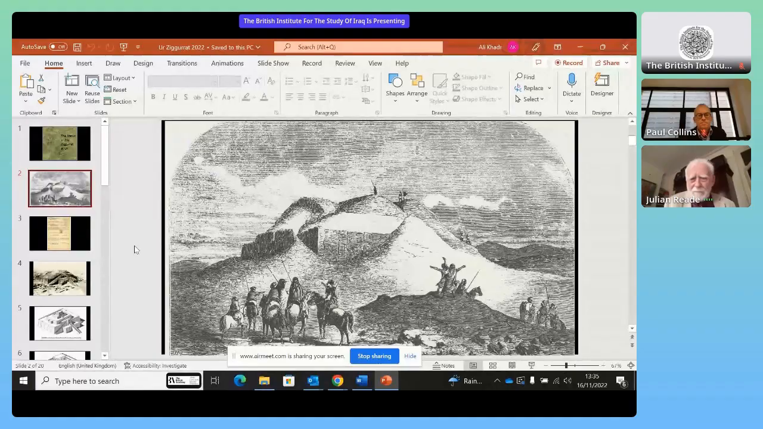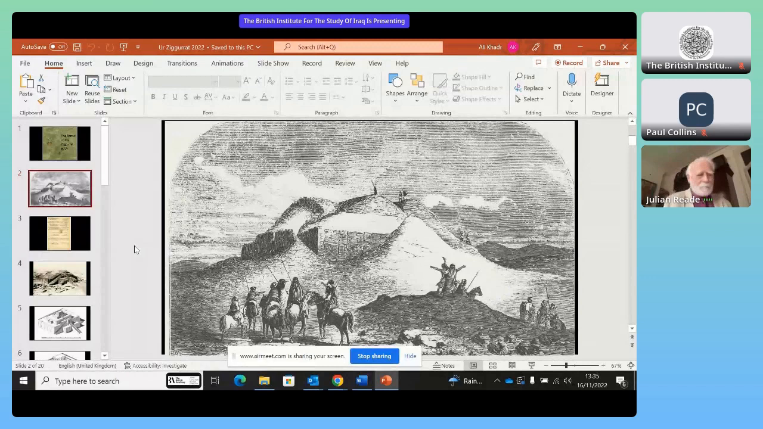So William Loftus, who visited Ur in 1850, stated that the structure we now know as the Ziggurat or Temple Tower was the only example of a Babylonian temple remaining in good condition, not wholly covered by rubbish. There it is. In the 1850s, there were three seasons of excavation at Ur by John Taylor.